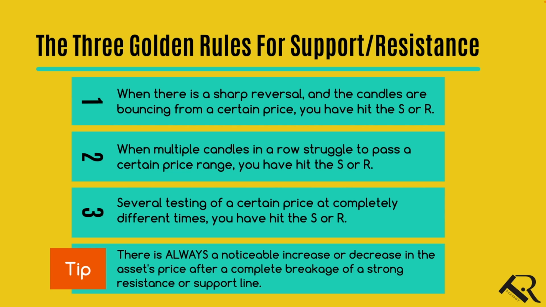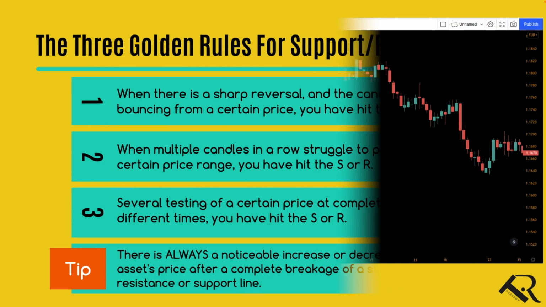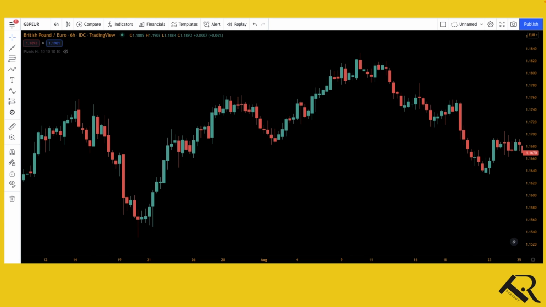A quick tip: remember that there is always a noticeable increase or decrease in the asset's price after a complete breakage of a strong resistance or support line. Now let's take a look at an example to see these golden rules in practice. This is the 6-hour time frame of British pound to euro.